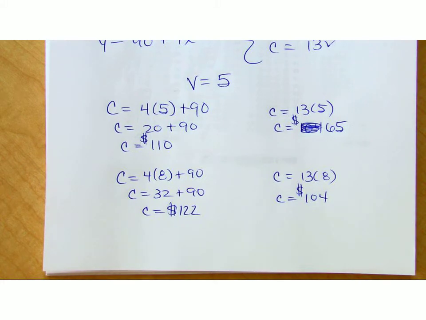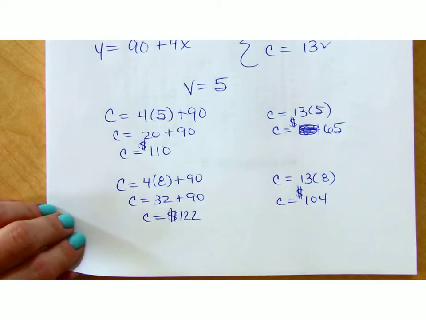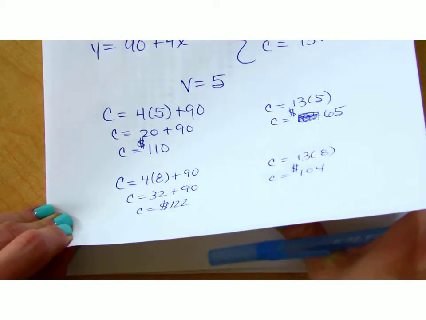Now, let's figure this out. If I want to know at what number of visits it will not matter which option I choose, meaning, what would the number of visits need to be where it's going to cost me the same? So what would I do? You could keep playing guess and check, but you don't have time for guess and check. Actually, you don't need guess and check when you have algebra. So watch what you're going to do.